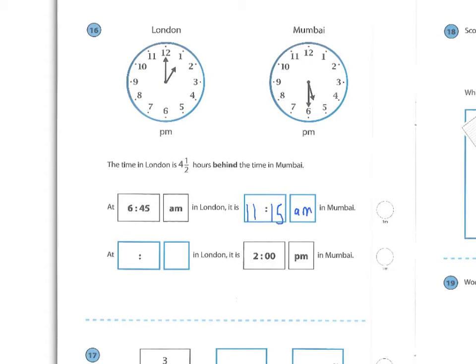Second part of the question, at something in London it is 2 PM in Mumbai. So we know London is 4.5 hours behind. So if we count backwards 4 hours from 2 PM, first of all, 2 hours backwards is going to be midday. An extra 2 hours backwards would be 10 AM. But then we need to take off that half an hour as well. So it will be 9:30 AM.